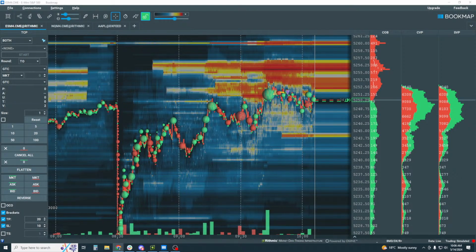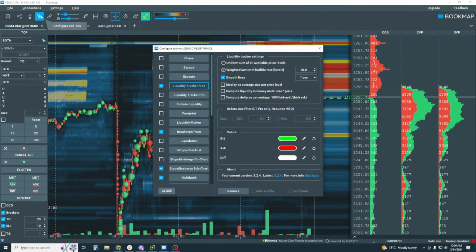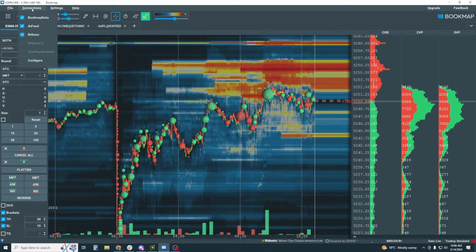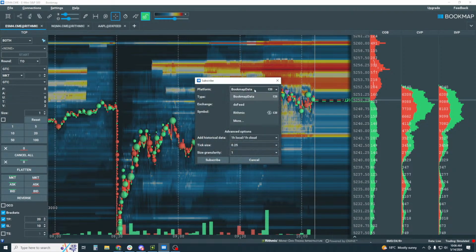Let me see if there's any questions over here. You know what? I'm sorry. I don't think I can connect to crypto at the moment. I'm using a newer version of Bookmap, and yeah, I do not think it is going to be possible.